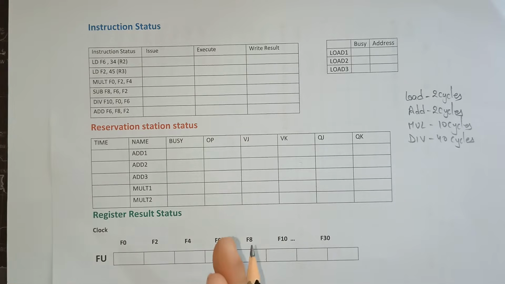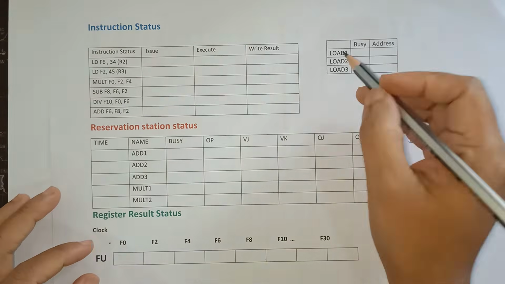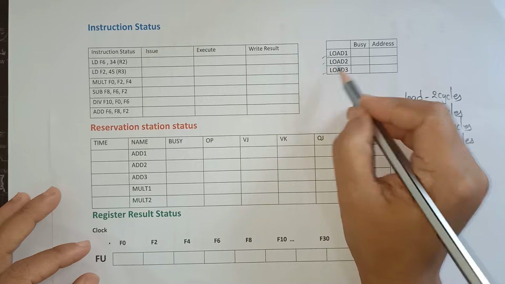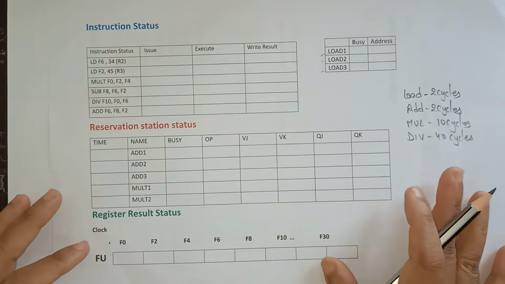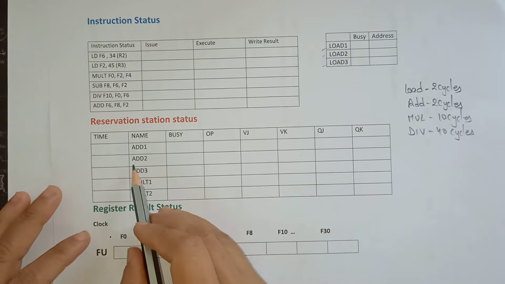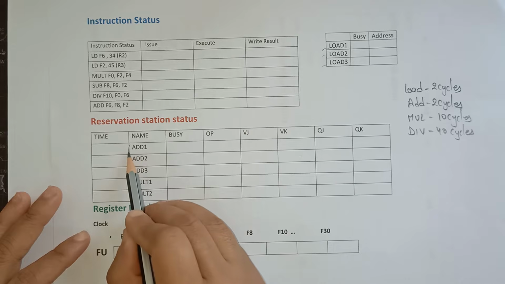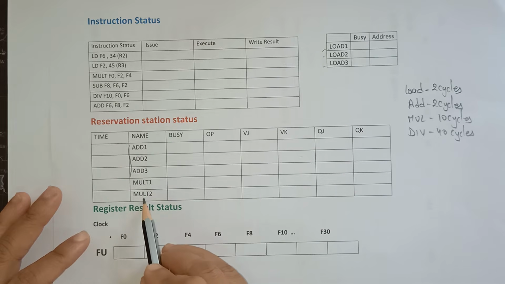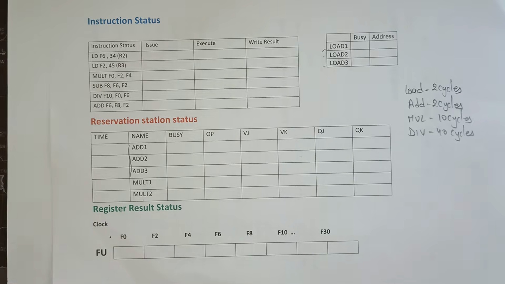In the problem, 3 loaders are there, so here I have taken load 1, load 2, load 3. And 3 adders: add 1, add 2, add 3, and 2 multipliers, multiply 1 and multiply 2. So this is the question they have given.